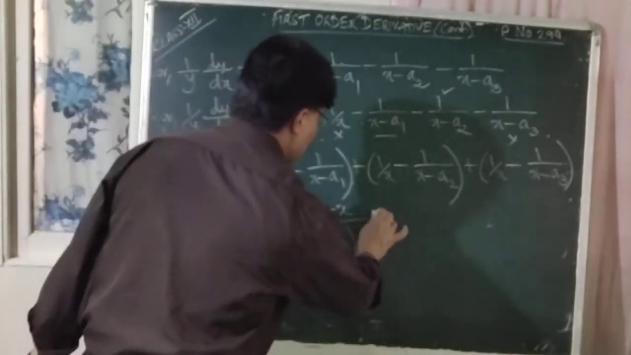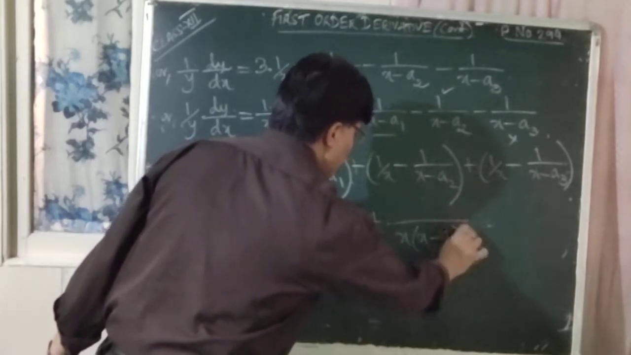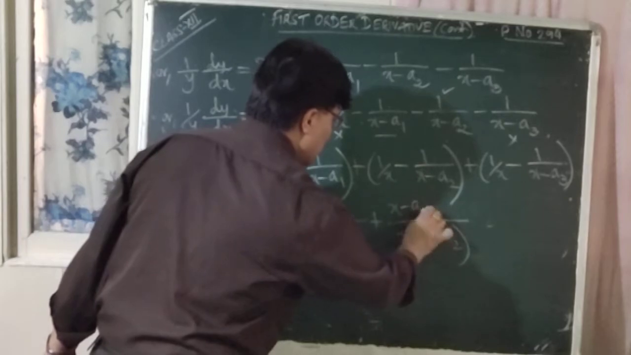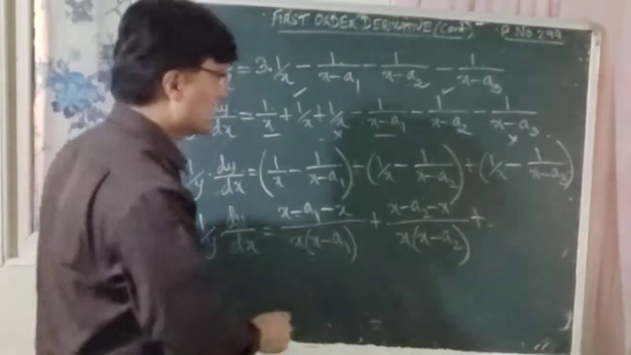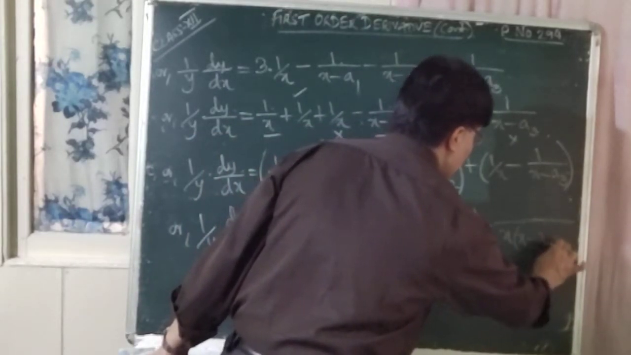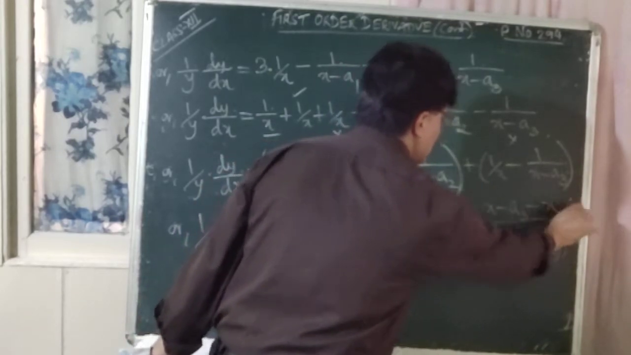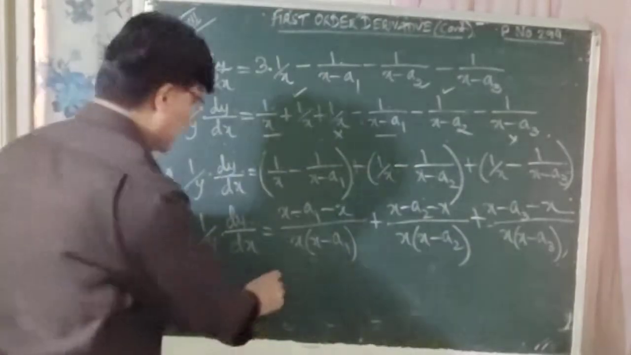Okay? Then plus, again what's the LCM here? x into x minus a2. Now in the numerator, what do we get? x minus a2 minus x, plus, what is that last term? What's the LCM? It is x into x minus a3. So it is x minus a3 then minus x. Is that clear? Now here you can cancel.